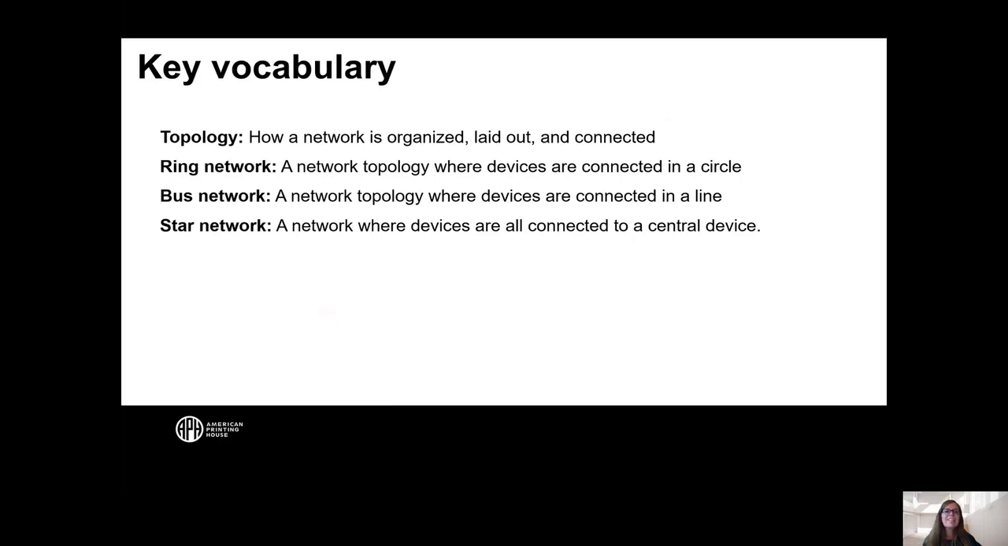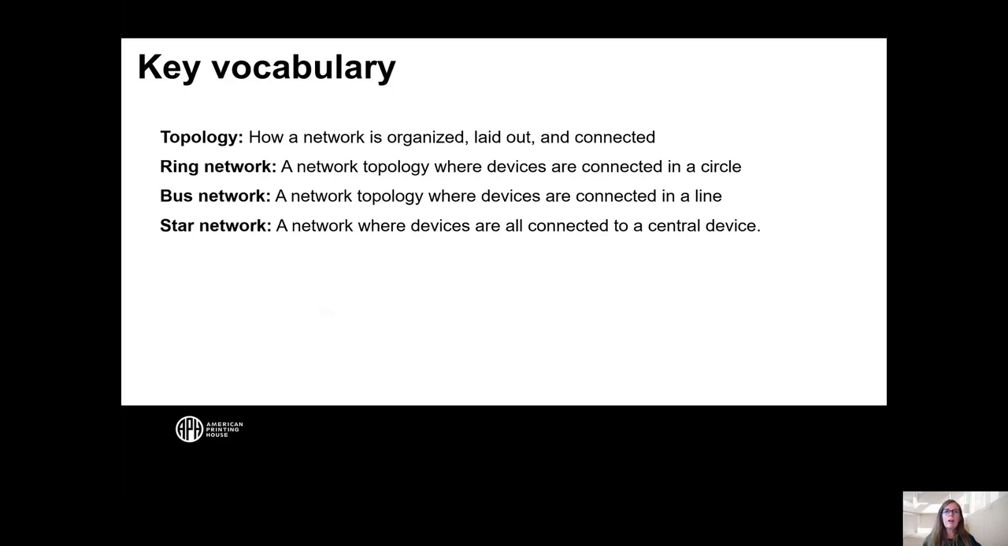So a topology is how a network is organized, laid out, and connected. And we have three different types of networks that our students will be creating. We have a ring network, which is a network topology where the devices are connected in a circle. A bus network, which is a topology where devices are connected in a line. And a star network, where devices are all connected to a central device.